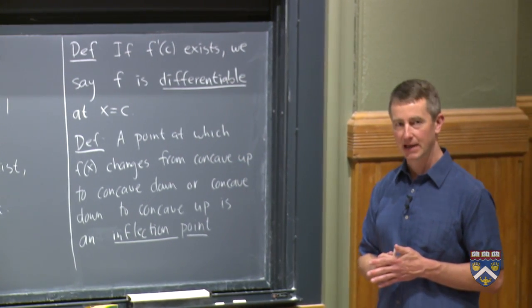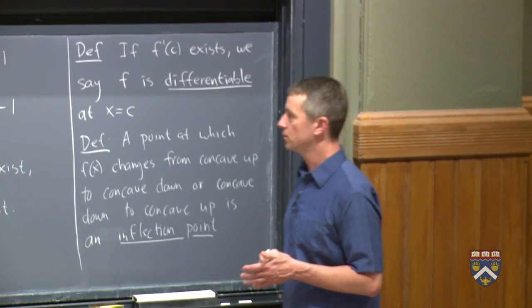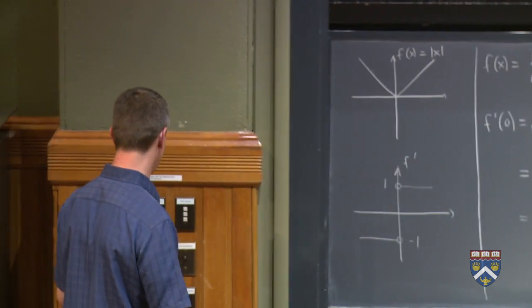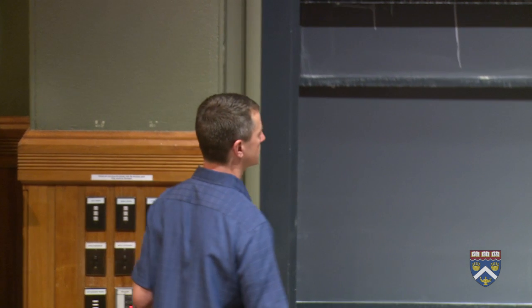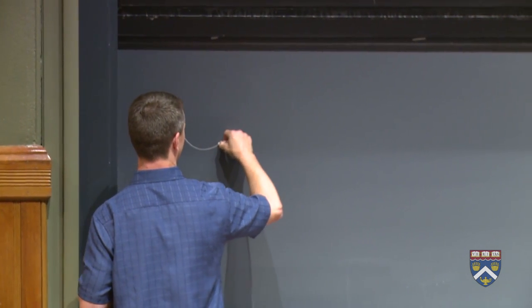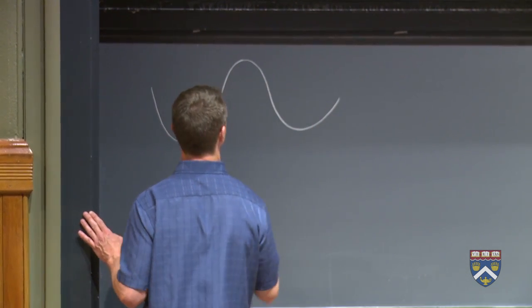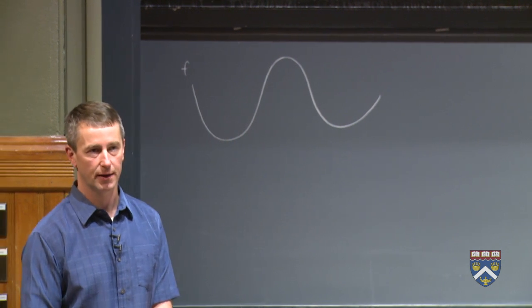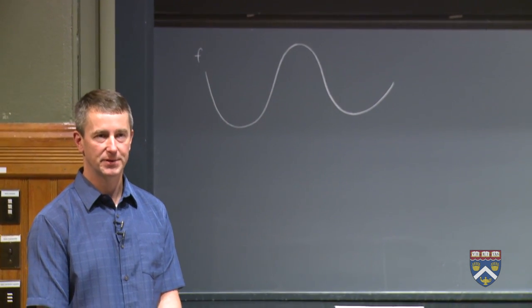That's where we change from concave up to concave down. So let's try to draw a graph and see how many inflection points it has. So suppose this is my graph of f. How many inflection points does this graph have? Remember, it's a place where we change from concave up to concave down.